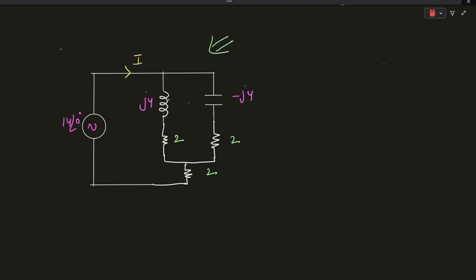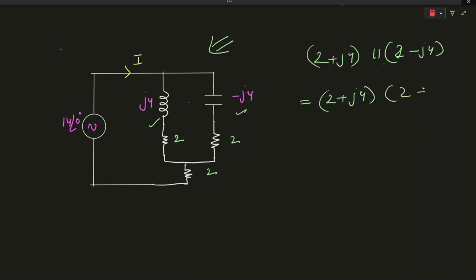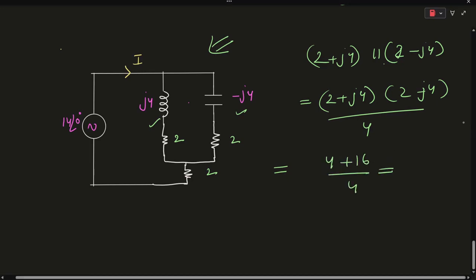These two impedances are connected in parallel, so the equivalent will be 2 plus J4 in parallel with 2 minus J4, which is 2 plus J4 times 2 minus J4 upon 4, that is 4 plus 16 upon 4, coming out to be 5 ohms. This 5 ohm resistor is connected in series with this 2 ohm resistor, so the equivalent impedance across these two terminals will be 5 plus 2, which is 7 ohms.